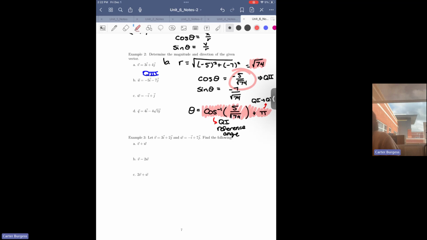And there isn't a form for it. So that's just it. We're done. We circle our R, we circle our theta. There isn't like a vector form for it. Questions? Similar. So once we have theta, we're done. Good.